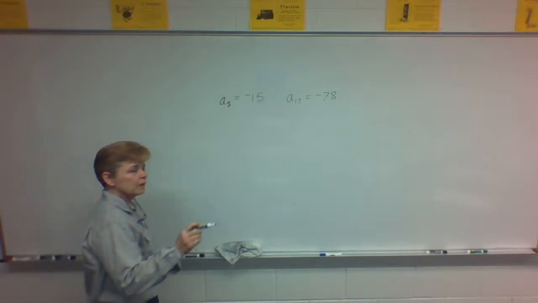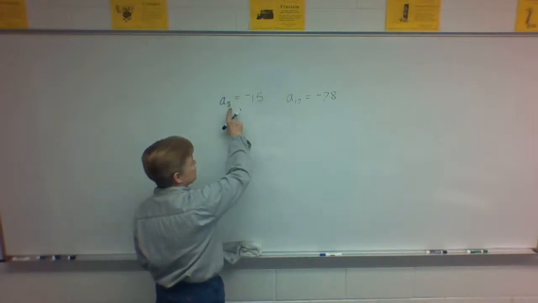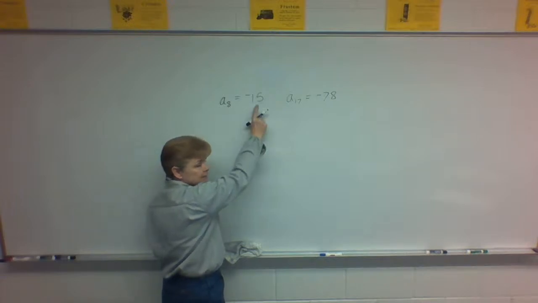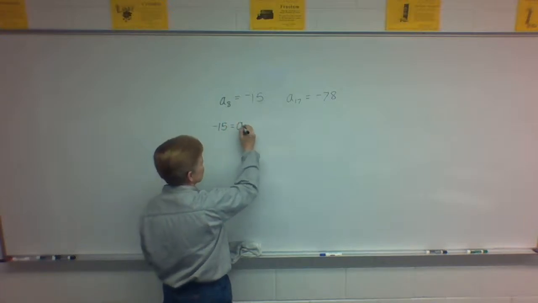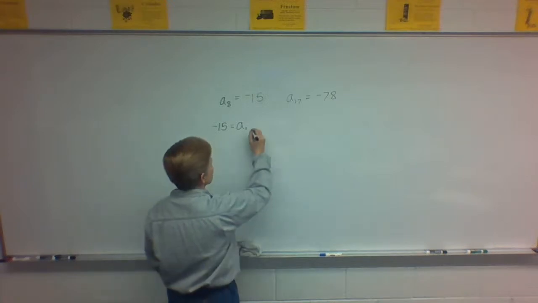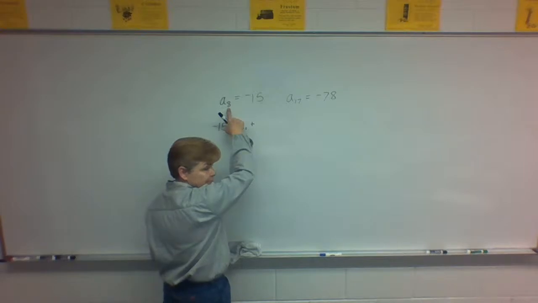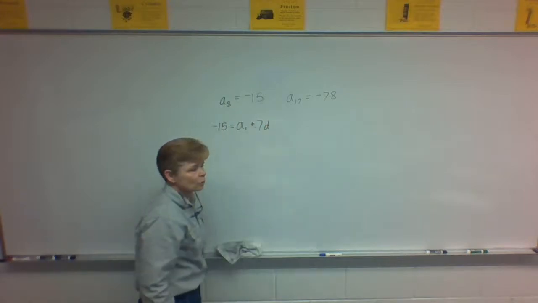So what you do is you write the nth term formula as much as you can fill in from this. This is n. This is an in a general way. So for this one right here, you would write negative 15. That's an, that's the value of it, equals a1. You don't know that, so you have to write just a1, plus n minus 1 d. N minus 1 is 7. Y'all see what I'm doing? 7d.